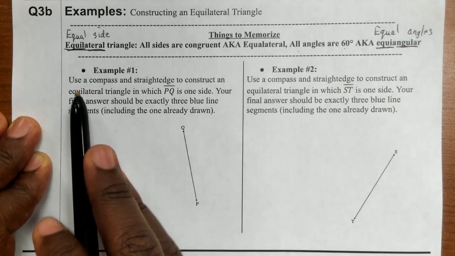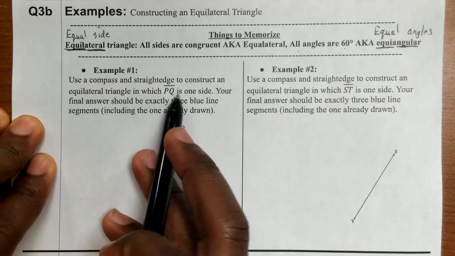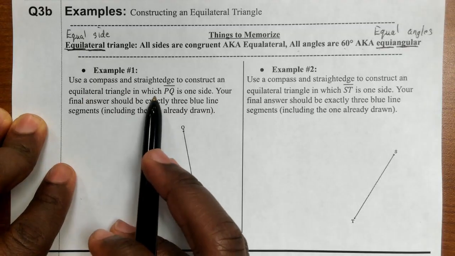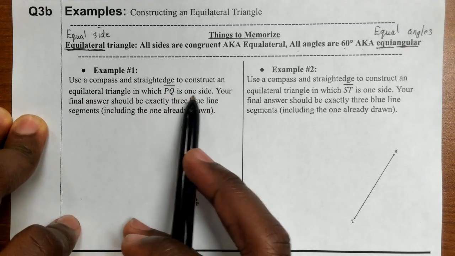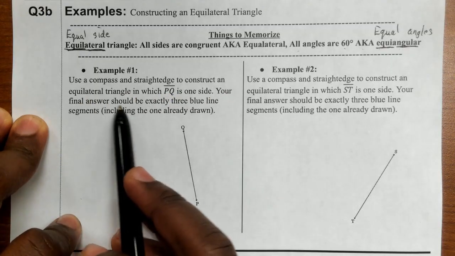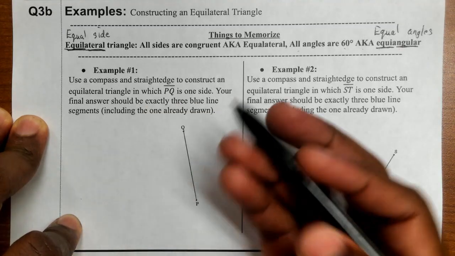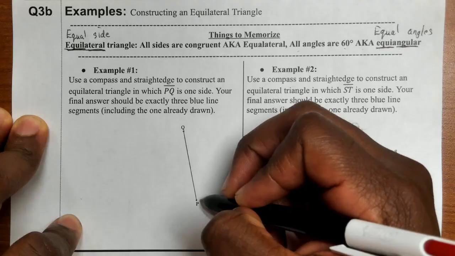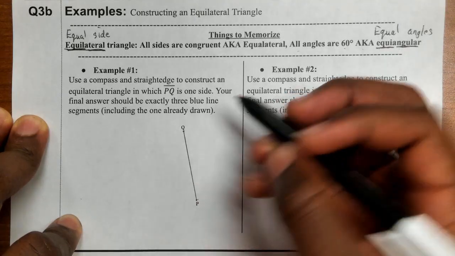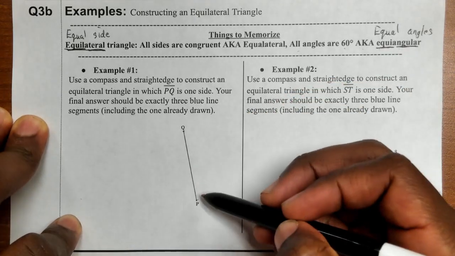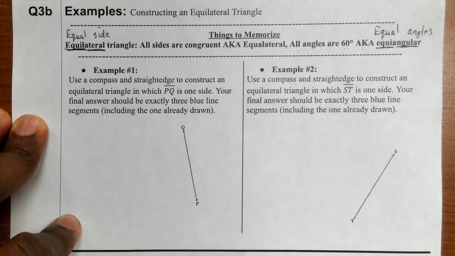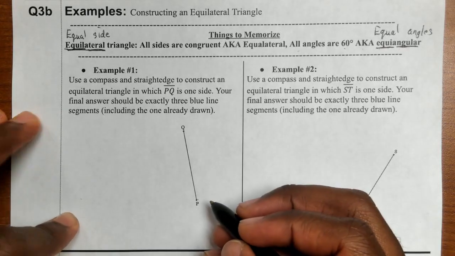So the question reads, use a compass and a straight edge to construct an equilateral triangle in which the line PQ is one side. Your final answer should be exactly 3 blue line segments, and we know a line segment has a starting point and an ending point, including the one already drawn. So what we're going to do is set up some steps in solving this.